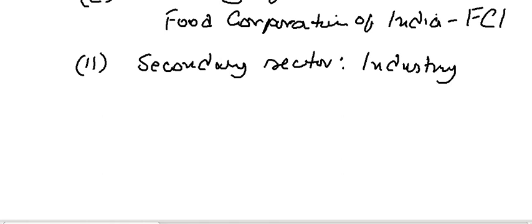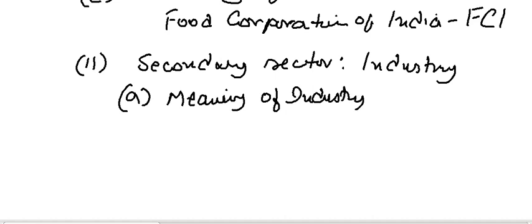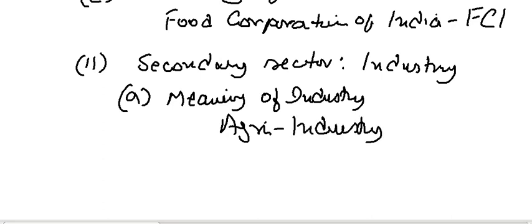So industry, you have to understand here the meaning and types, adverse impacts of industrialization, and measures to overcome adverse impacts. This is what the syllabus mentions. So first thing you have to study here is meaning of industry. Like, a brief understanding you should be having of the interdependence of agriculture and industry, how agriculture and industry are dependent on each other, or interdependent.